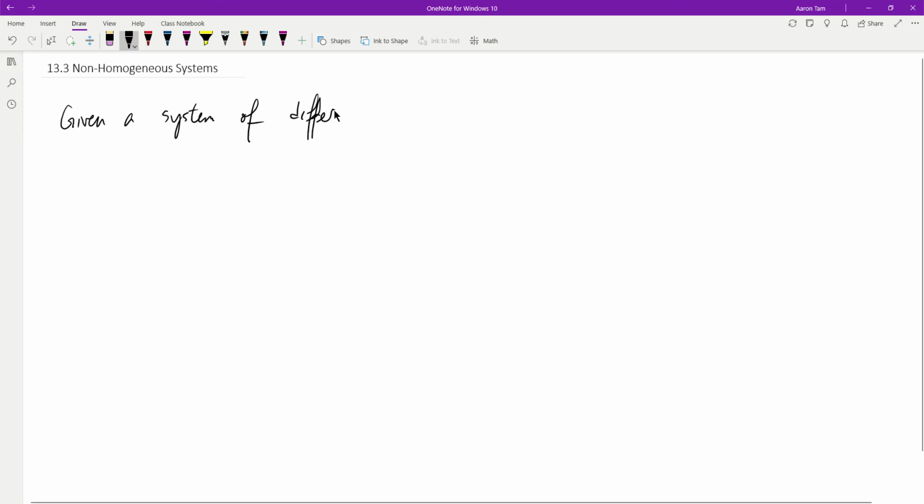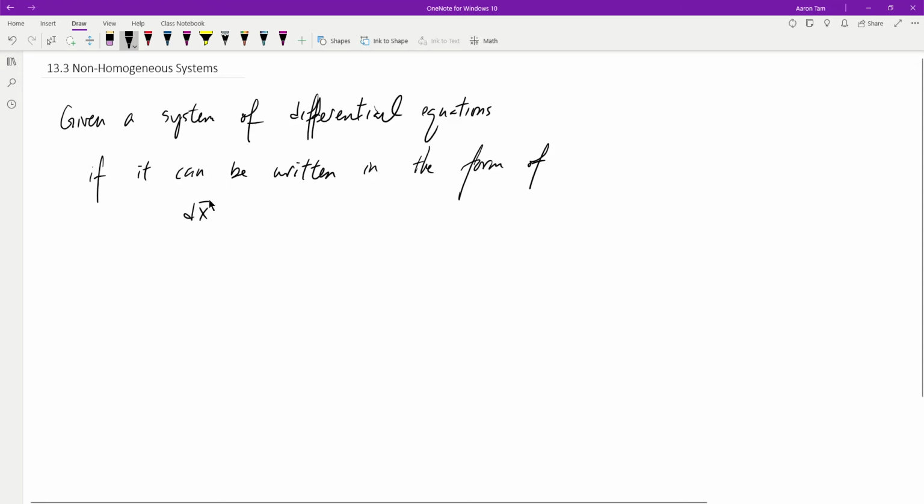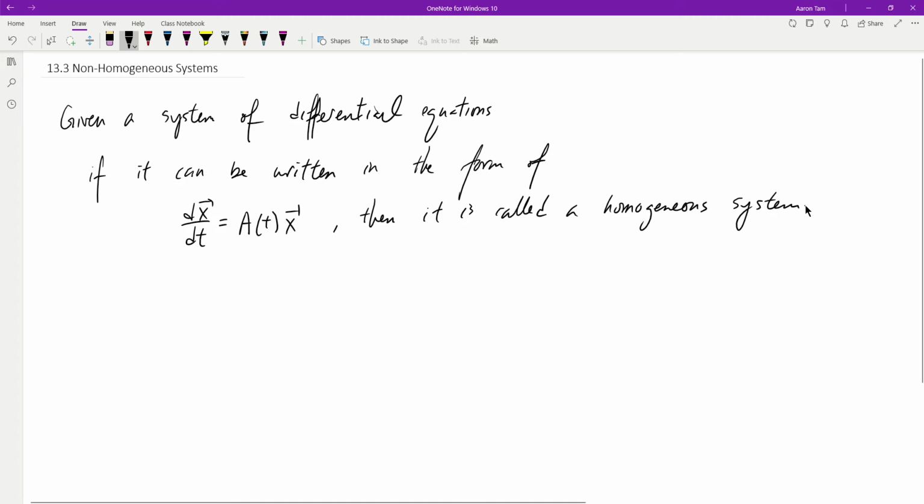of differential equations. If it can be written in the form of d vector x over dt equal to A of t vector x, then it is called a homogeneous system. So that is basically the same type of differential equation that we have been dealing with.